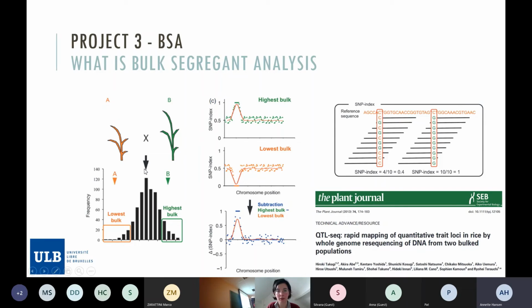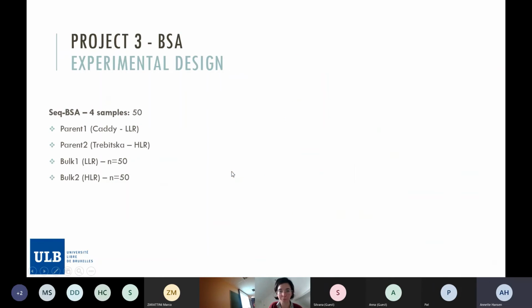So we map the two bulks, low and high, and it depends on the phenotype. Here I am also working with the two reference parents, and then the software is calculating the difference between these values, so that we have a unique analysis for the two bulks. In my case, I used a parent with low lateral roots, a parent with a high number of lateral roots, and the two bulks deriving from their crossing.